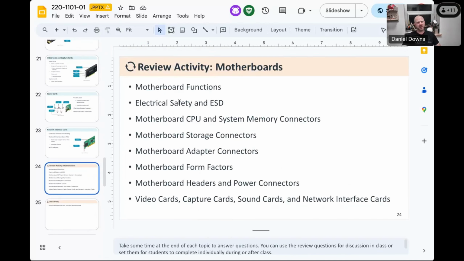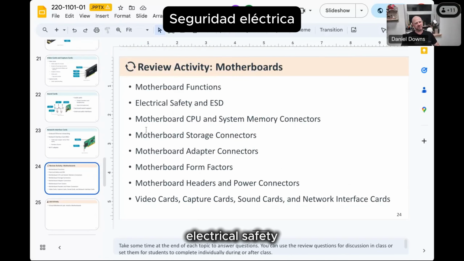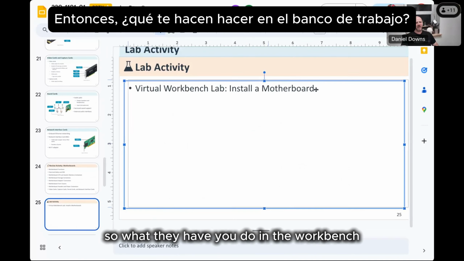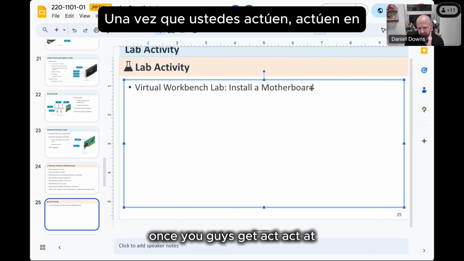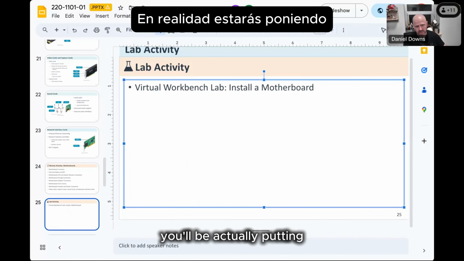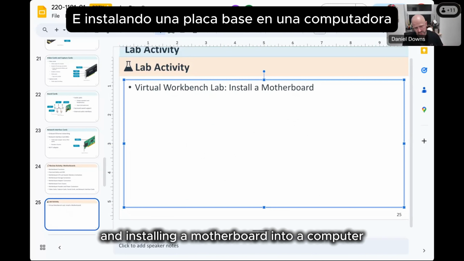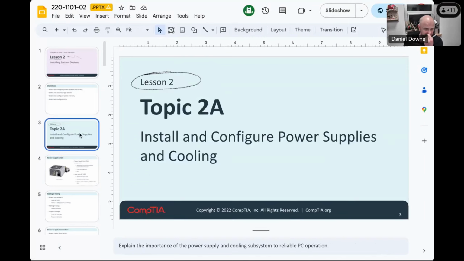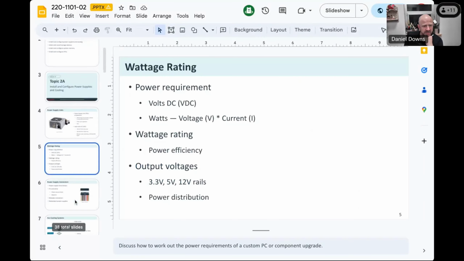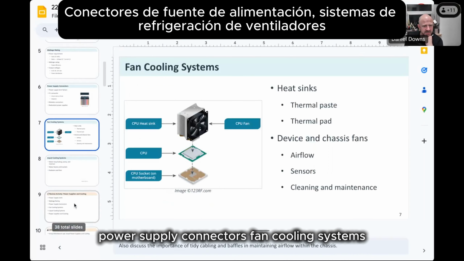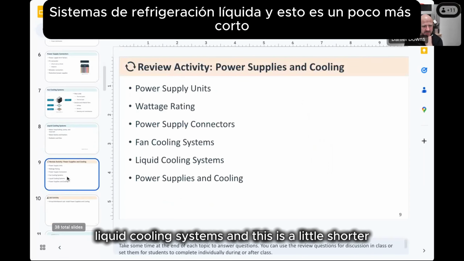Review activity goes over the motherboard functions, electrical safety, video cards, and then a workbench installing a motherboard. So what they have you do in the workbench, once you get connected to it, is you'll be actually putting and installing a motherboard into a computer with the right protocols. You're going to learn about installing, configuring power, wattage ratings, power supply connectors, fan cooling systems, liquid cooling systems.